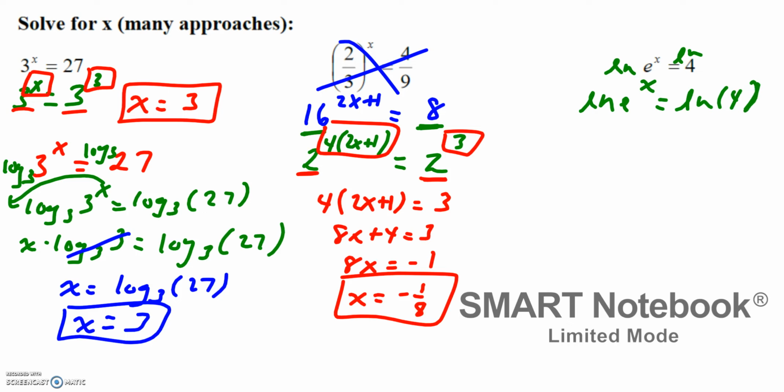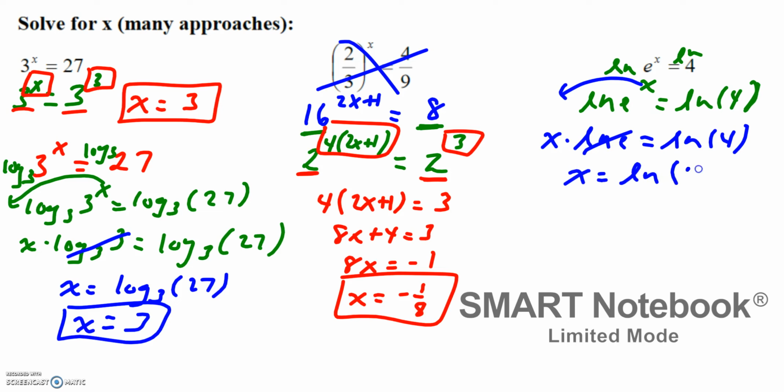Now that I've introduced a log, you can bring the exponent down and have x times ln of e equals ln of 4. ln and e are inverses, so this crosses out, or you could think of it as e to the what equals e, which is 1. So you have an answer of x equaling ln of 4. And yes, this has a decimal answer, but I'm going to leave it exact.